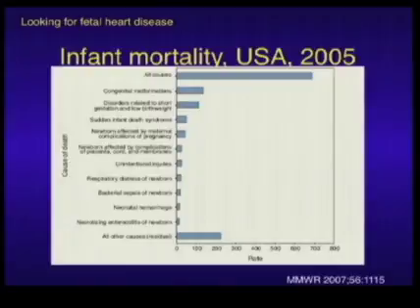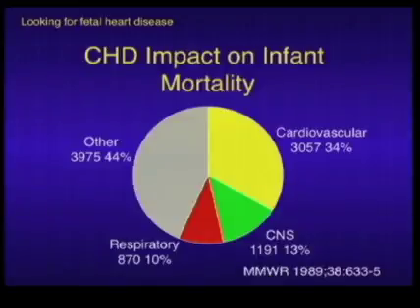In graphic form, more recent data from 2005, we see that congenital abnormalities remain the number one cause of death up to 1 year after birth. Within the category of congenital abnormalities, this pie chart shows that about a third are due to cardiovascular abnormalities. And again, while this data is old, numbers have not changed substantially in the last 20 years.